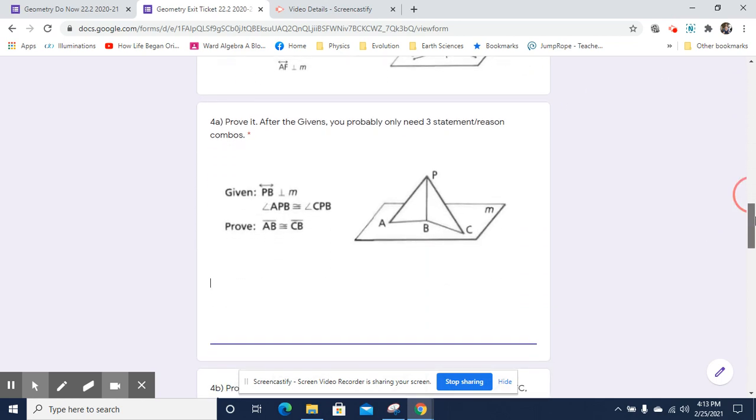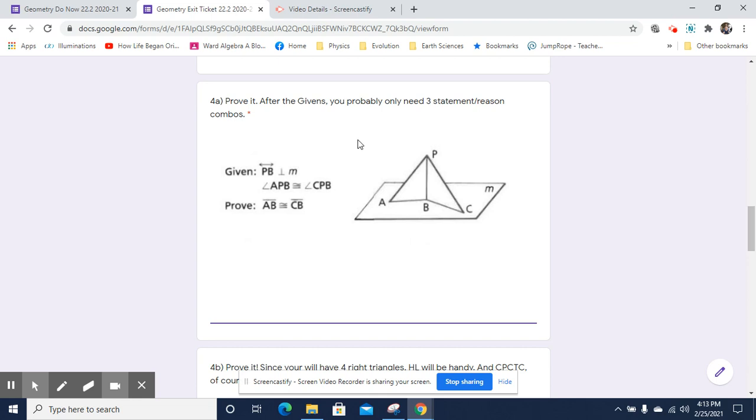So let's take a look at our proofs. We're going to prove that AB is congruent to CB. And a general strategy, after we look at things: we've got PB is perpendicular to plane M, and we know that APB, this angle up here, is congruent to angle CPB. So we've got these angles. It'll be useful for proving AB and CB are congruent to prove that triangle ABP and triangle CBP are congruent. And I think we have what we need to do that.